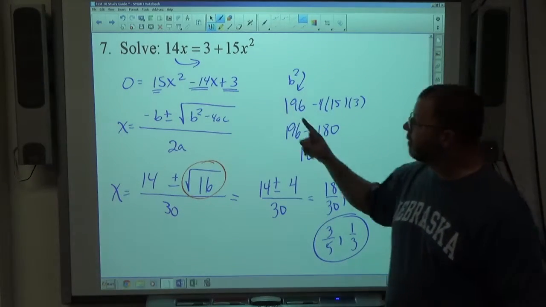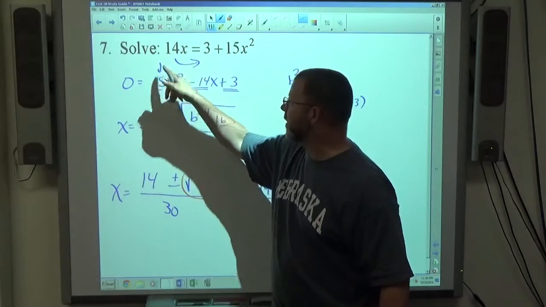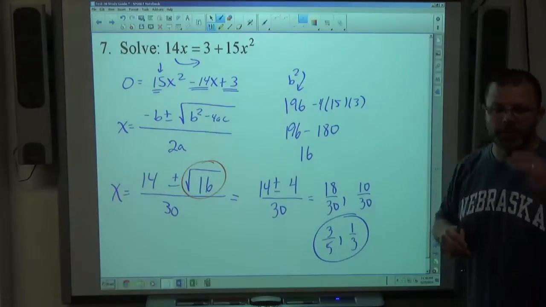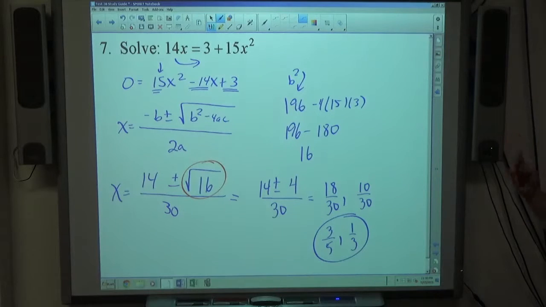For me, if I've got a number in front of x squared, I always go with the quadratic formula. It's much easier than factoring, and it tends to get you the answer the most efficient way possible.